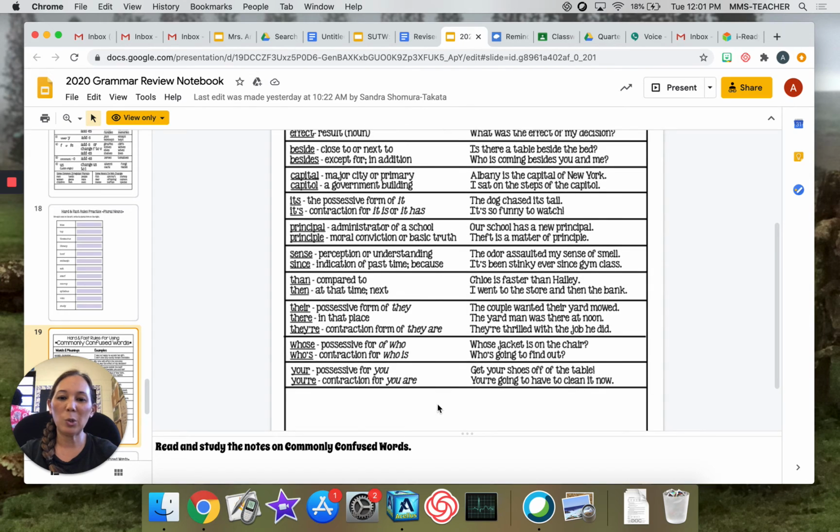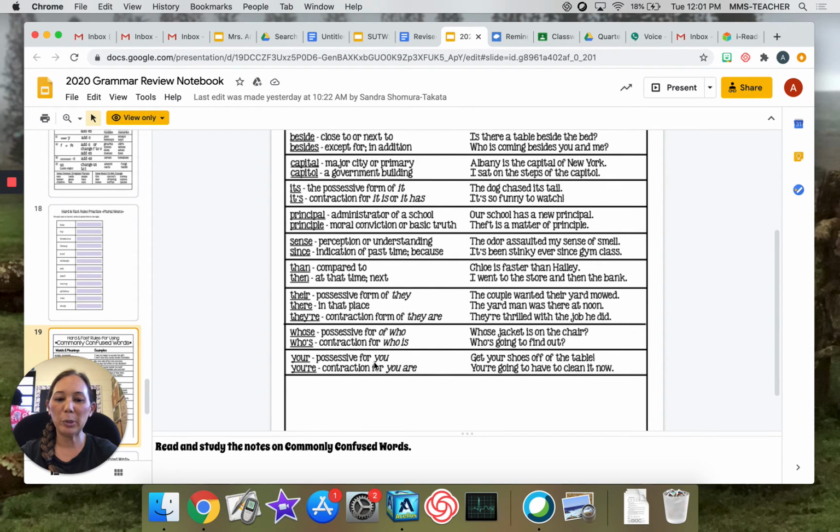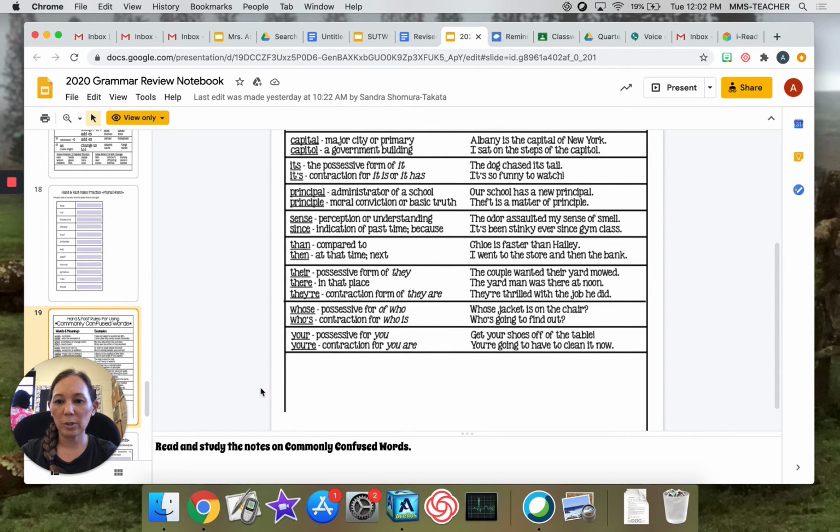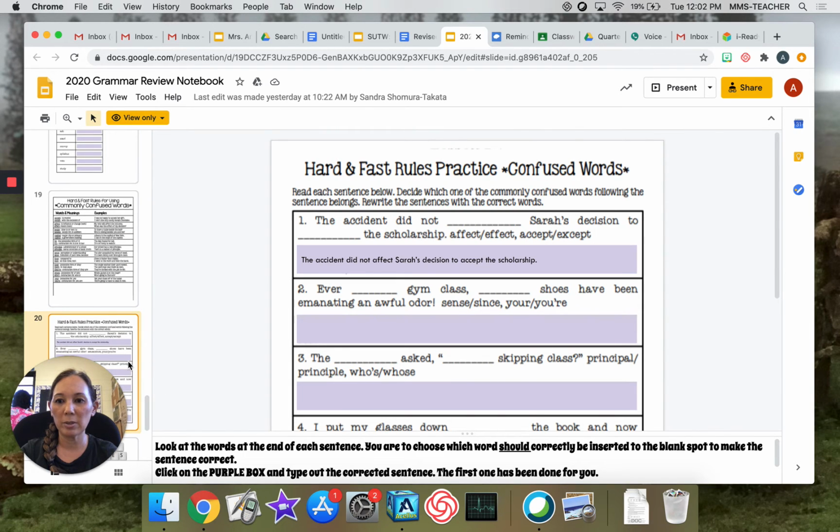And last, your, possessive for you, Y-O-U-R. Get your shoes off the table. You're, Y-O-U apostrophe R-E, contraction for you are. The example, you're going to have to clean it now. And again, you can check when there's a contraction. Does it make sense? If you take away the apostrophe, you are going to have to clean it now. So this one is a really common one that I see a lot of people misuse. Your, what you're going to do next is you're going to practice.